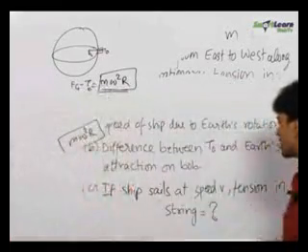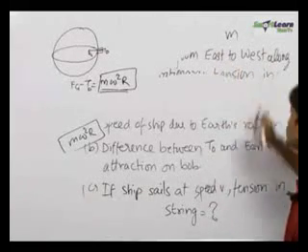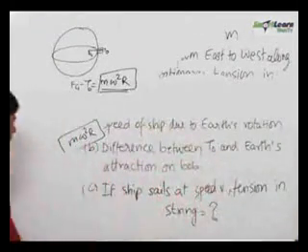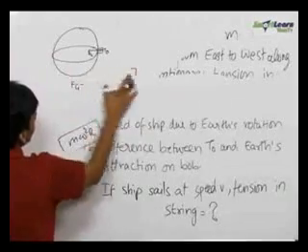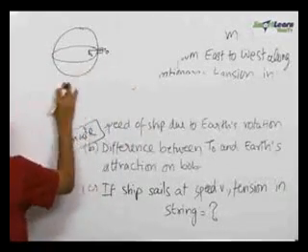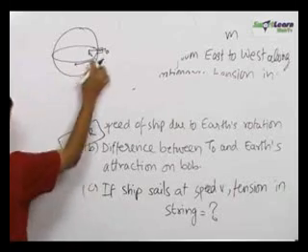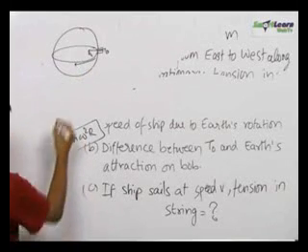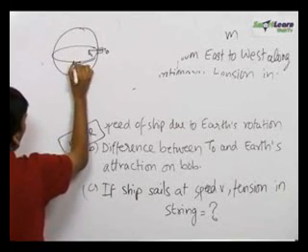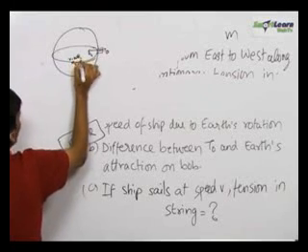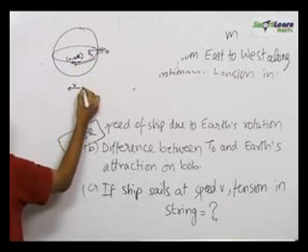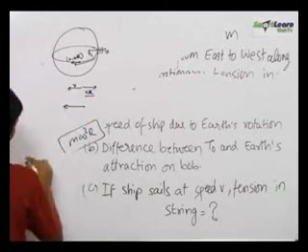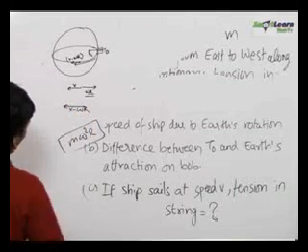It says that if the ship sails at speed v from the direction east to west along the equator, then we need to find out the tension in the string. For this part, let us see, if the ship is sailing east to west and the earth is rotating from west to east, therefore the net resultant velocity of the ship comes out to be v minus omega r, that is v this side and omega r this side due to earth's rotation. So the net speed of the ship comes out to be v minus omega r.